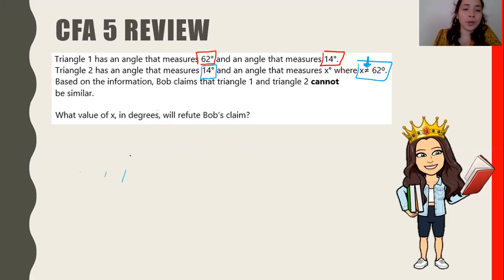Something I like to do personally is I like to do little drawings because to me that helps me visualize this. So if it says triangle 1, it didn't state a right triangle and it doesn't tell me anything about 90 degrees, so I'm just going to go ahead and draw just any triangle. And that's just what helps me visualize this.